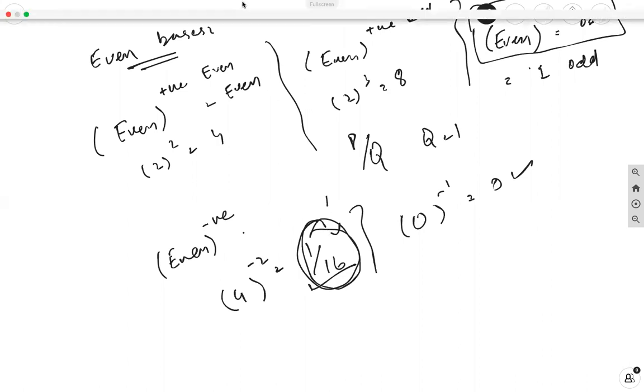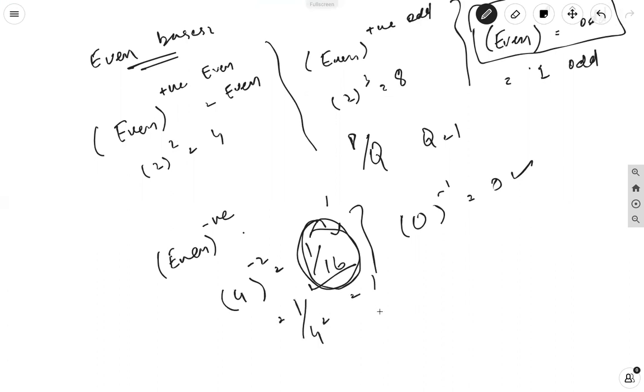Yes, we can write it actually as 1/4 squared equal to 1/16. Then we'll understand it very easily. If I consider 1/4 squared, since it is the inverse of 2, I can write it as 1/4 squared, and this is 1/16.